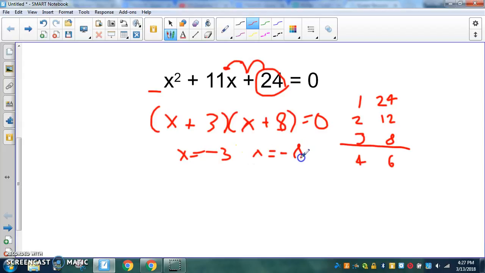Hopefully that helps you get through most of these. There are some special case factoring problems. Just do your best on them. See if you can't figure it out. And I'll see you tomorrow.